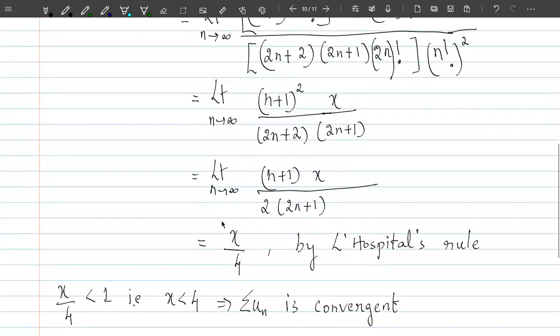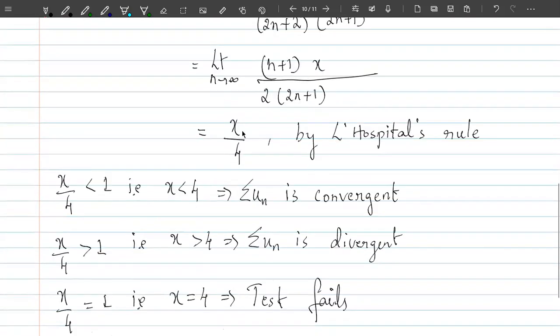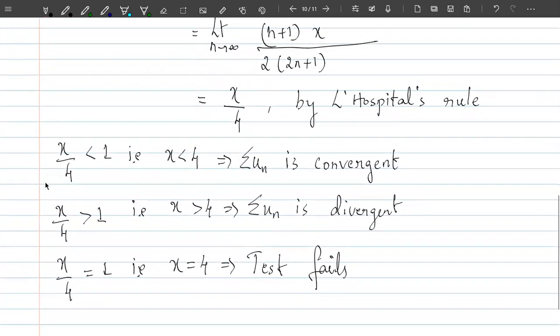So we can use L'Hopital's rule and solve this. x will go out. In the numerator you will get 1. In the denominator you will get 2 into 2, 4. So by using L'Hopital's rule you get x by 4. If x by 4 is less than 1, we say that summation u_n is convergent. If x by 4 is greater than 1, we say that summation u_n is divergent. And if x by 4 is equal to 1, we say that the test fails.